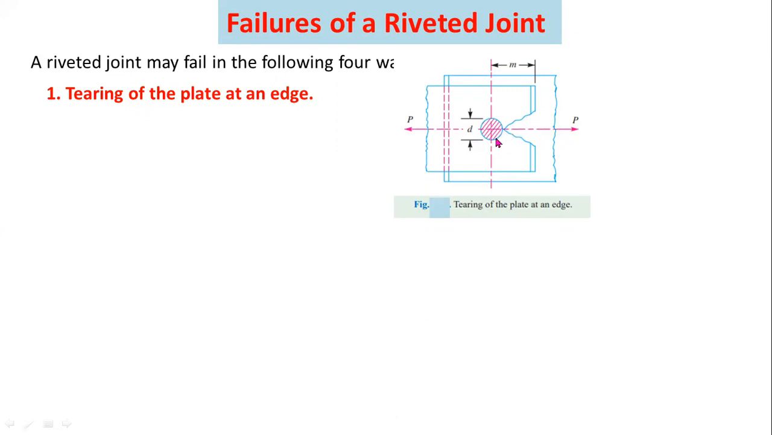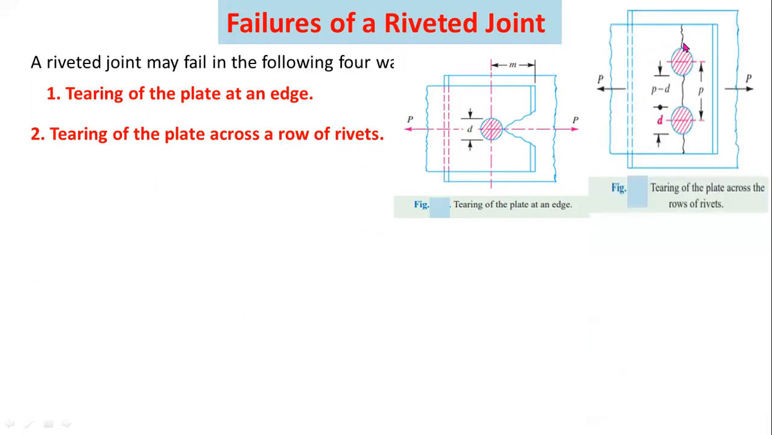Yes, this is the nearest edge. To avoid this failure, you have to provide a minimum margin m equal to 1.5 times the diameter of the rivet, where small d is the diameter of the rivet. And the second failure is the tearing of the plate across a row of rivets. You can observe this is the failure across the row of rivets. When you apply pulling forces, the plate may fail across the row of rivets like this.